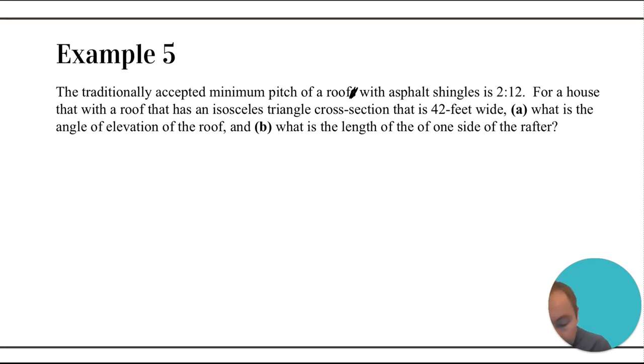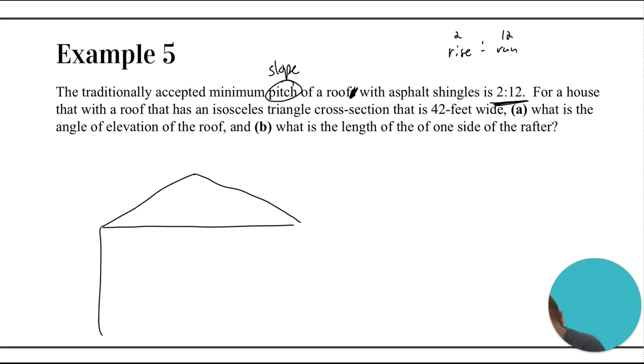So what we have here is the pitch of the roof that is given. The pitch of a roof is basically just the steepness or the slope of the roof. So when it says that the pitch is 2 to 12, that means for every 2 units of rise, there's going to be 12 units of run. So let's say that you have a roof like this on some sort of building. We're really only talking about one half of the roof, I guess. And for every 12 units of run, there's going to be 2 units of rise.